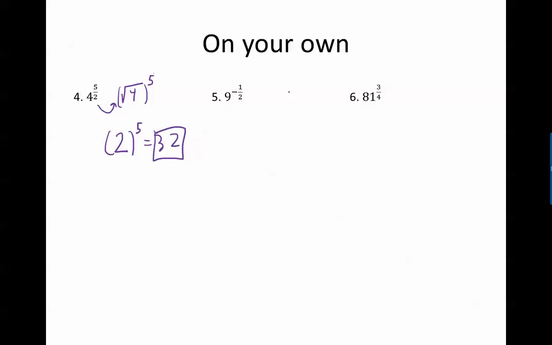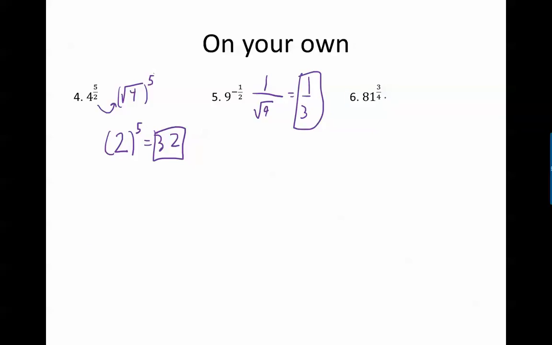Number 5, you have 9 to the negative 1/2 power. It's negative, so I'm going to flip it. And the 1/2 power is the square root of 9, because 2 is the denominator, which means I've got 1/3 as my final answer.